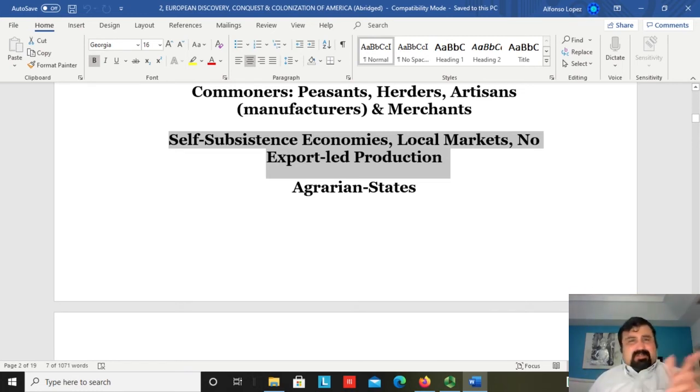If I have a surplus, I'll probably trade or barter that surplus for other things that we need, maybe tools. I can go to the local market and trade a little bit of surplus grain that I have for things I need, for example, tools for farming and so on and so forth.